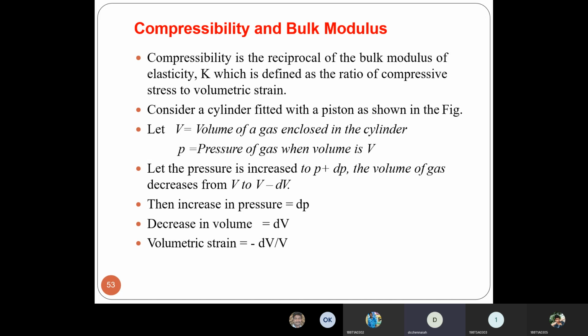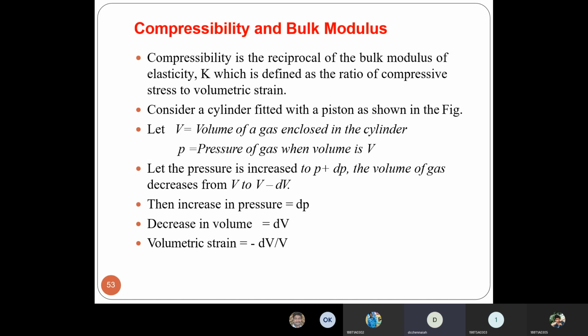Let V be the volume of the gas enclosed in the cylinder, and P is the pressure of the gas when the volume is V. Let the pressure be increased to P plus dP, and the volume decreased from V to V minus dV. The increase in pressure is dP, the decrease in volume is dV, and volumetric strain is equal to minus dV by V.